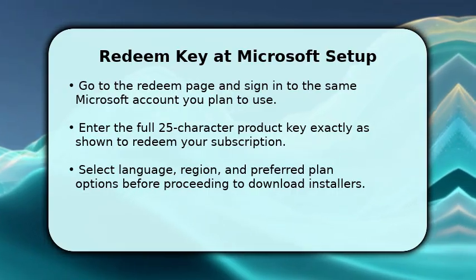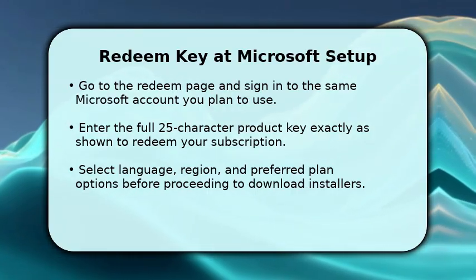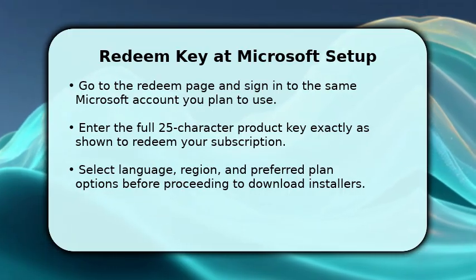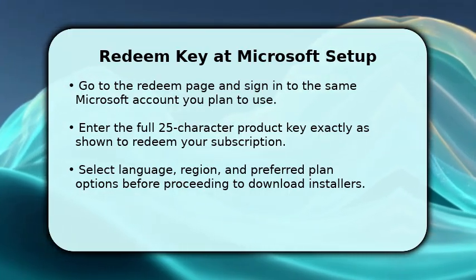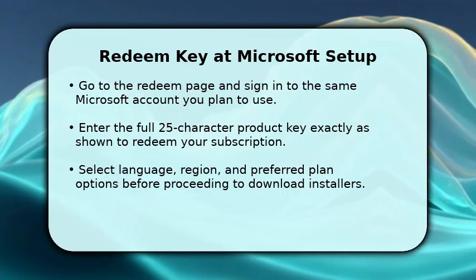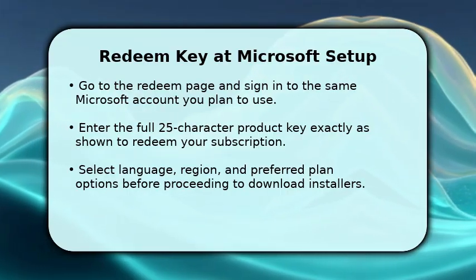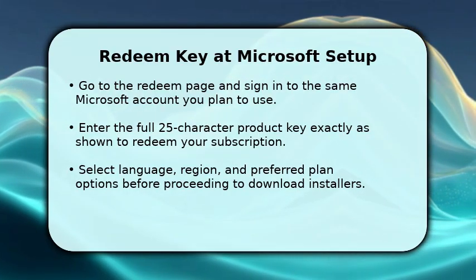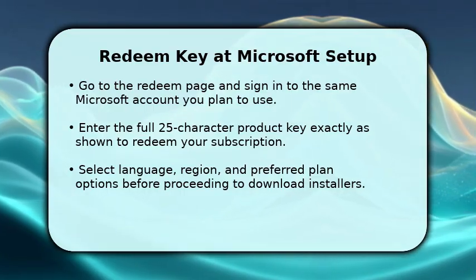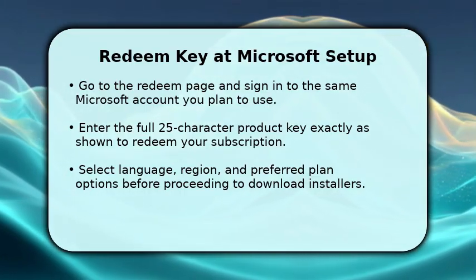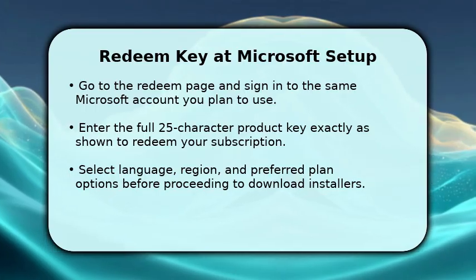Confirm the associated plan details and accept any license terms shown on screen. Choose your preferred language and region when prompted during the setup process. After redemption, select Install and follow prompts to download Office apps for your device. Keep your browser window open until the download and installer launch successfully.